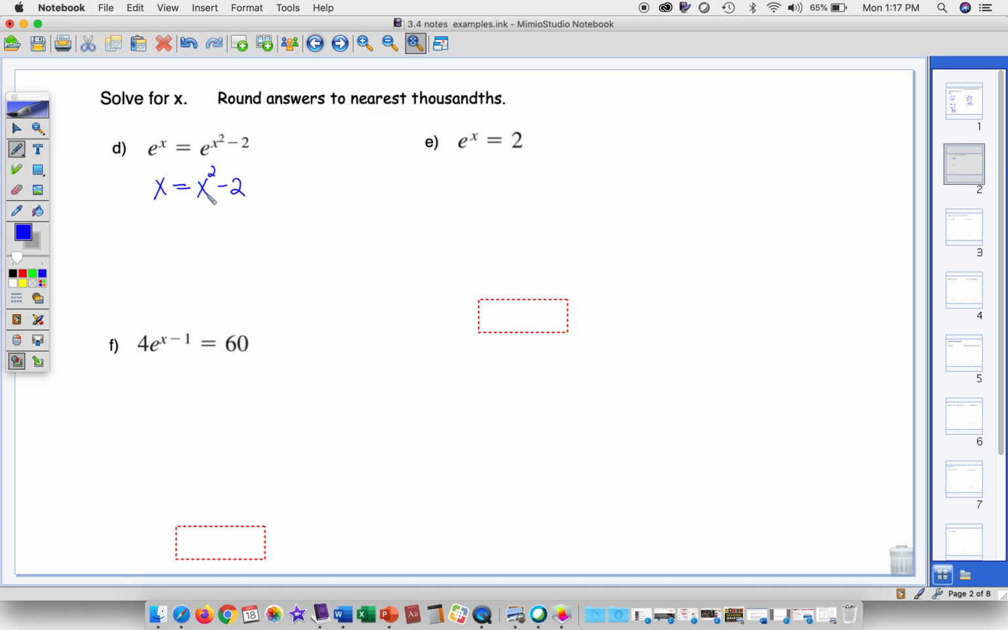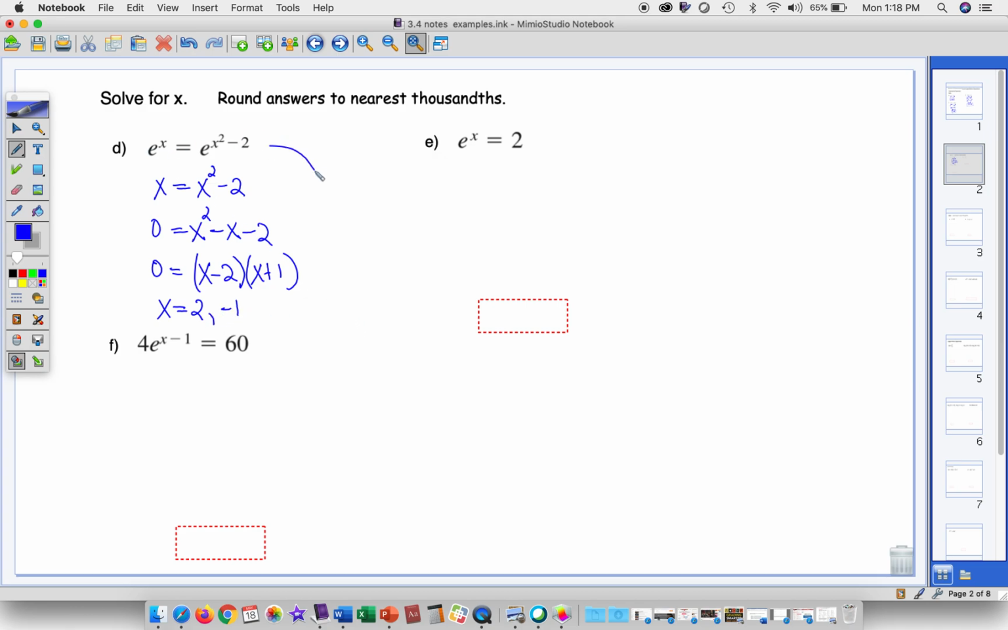Since this is quadratic, I want to move all my terms to one side in order to solve. So I'm going to subtract this x from both sides. So that'll be x squared minus x minus 2. And I can factor this. So this would be x minus 2 and x plus 1. So I have two solutions. And this will still be set equal to 0. x is equal to 2 or x is equal to negative 1.